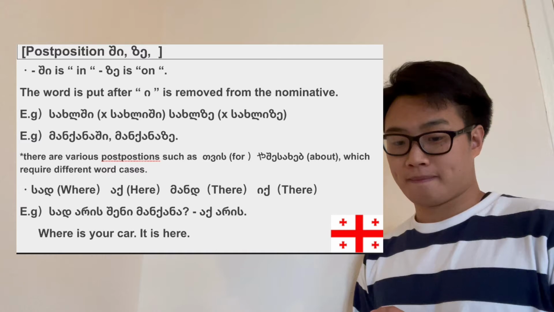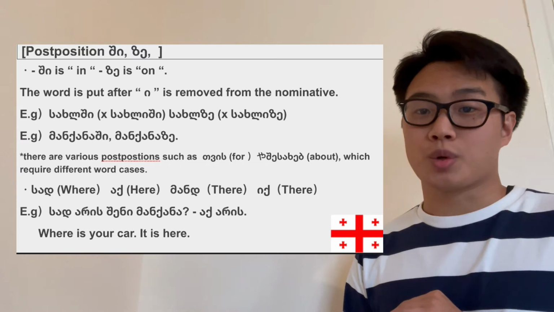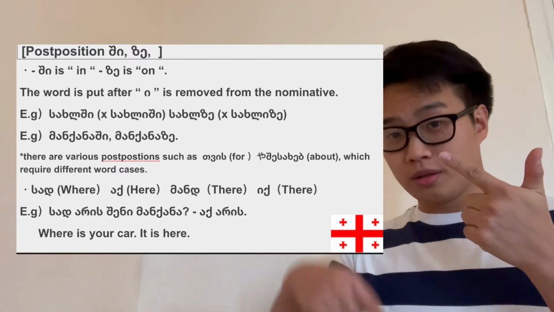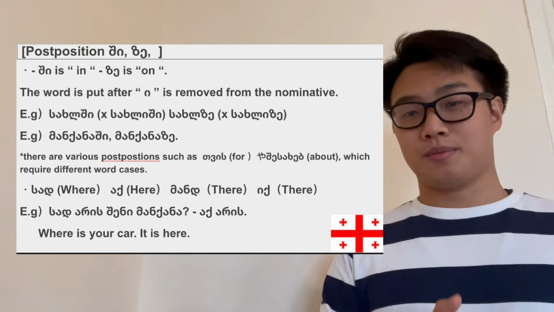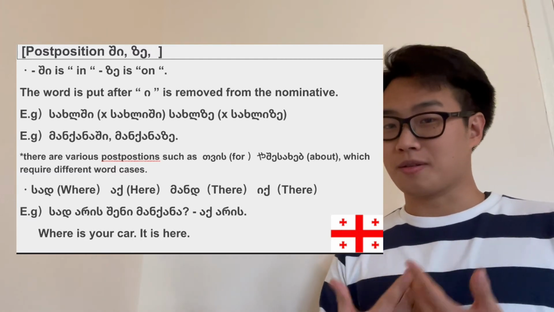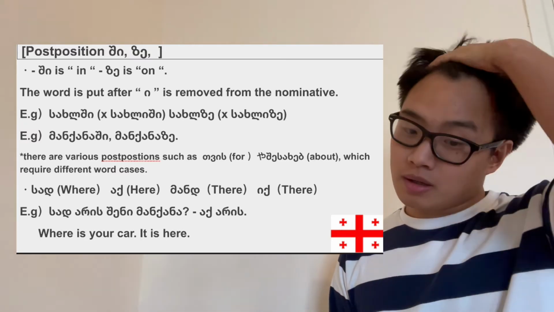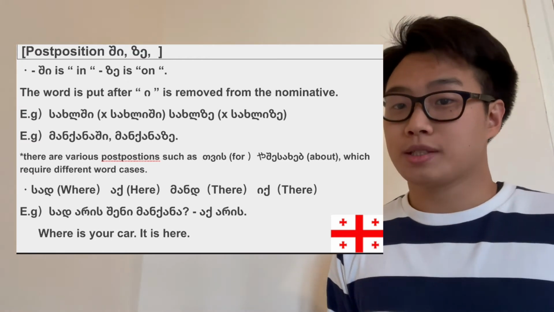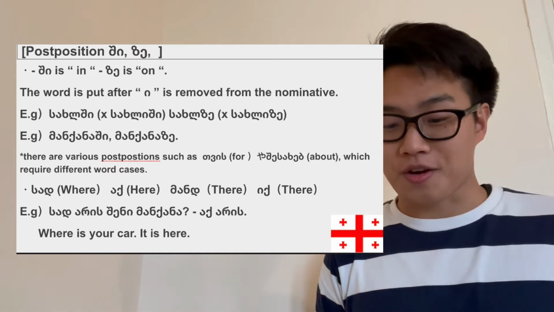And besides the postpositions, let's memorize some words related to locations. For example, sad, where; ak, here; man, there, but close to the second person; and ik, there, far from me and far from the second person as well. Sad, ak, man, and ik, right? For example, sad aris sheni manqana? Where is your car? Ak aris. Here, it's here, right?